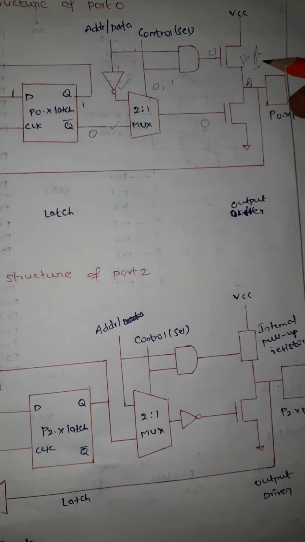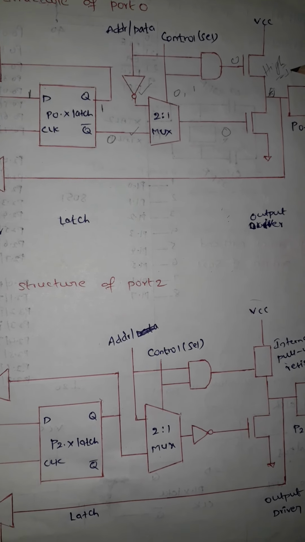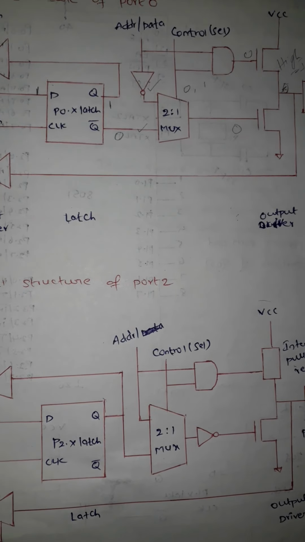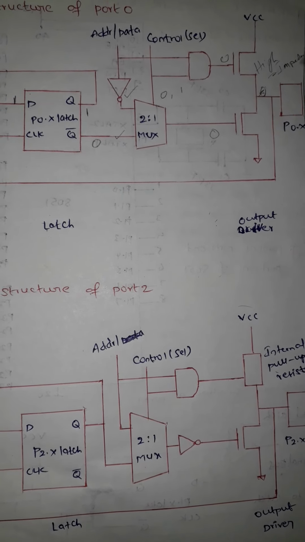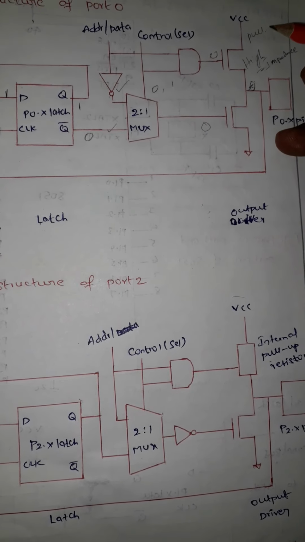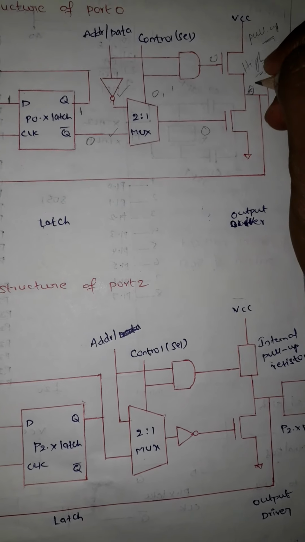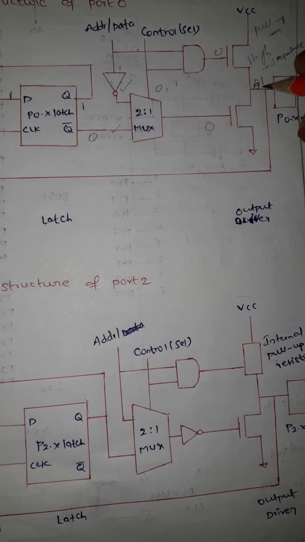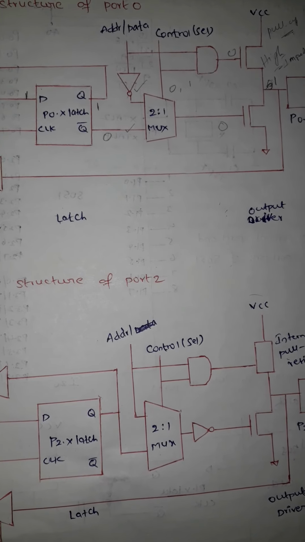That means it goes to the high impedance state. You are not getting a value 1, or a value 0. You are simply getting a high impedance value. So here you can use a pull-up resistor, connected to VCC, and then you can make the value high. That is how port 0 works for the input value 1.